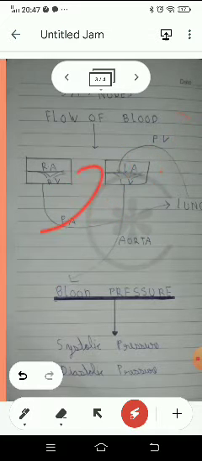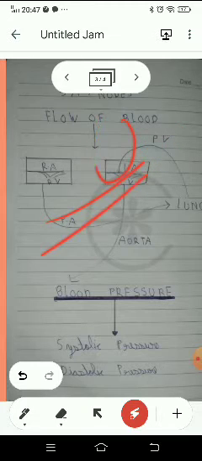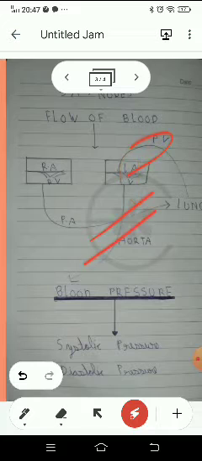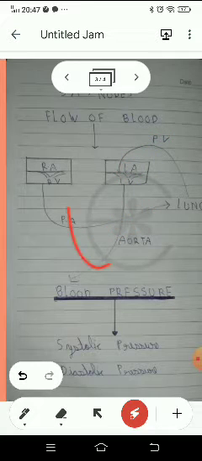Now the vena cava is also of two types: superior vena cava and inferior vena cava. The superior vena cava brings the blood from the anterior parts of the body, meaning from the upper parts of the body. The inferior vena cava brings the blood from the posterior parts of the body, meaning from the downward part of the body, that is below the abdomen, right?